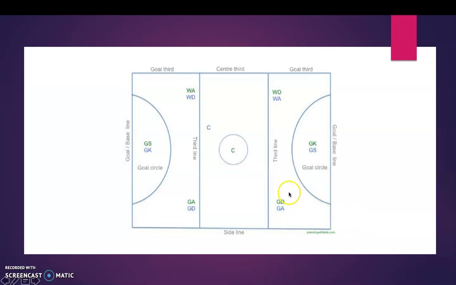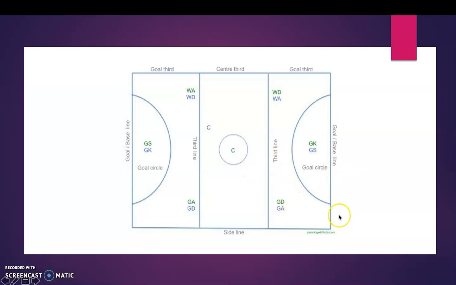The next is the goal defence, which is this player. The goal defence is responsible for defending the opposition's goal attack and also defending their defensive third, goal circle, and their centre third. Goal defenders are normally good at intercepting forward balls into the shooters. The areas which she is allowed in is the centre third, the defensive third, and also the goal circle.